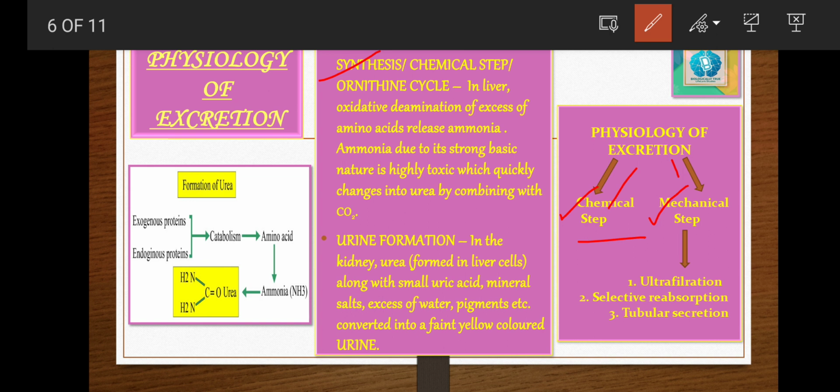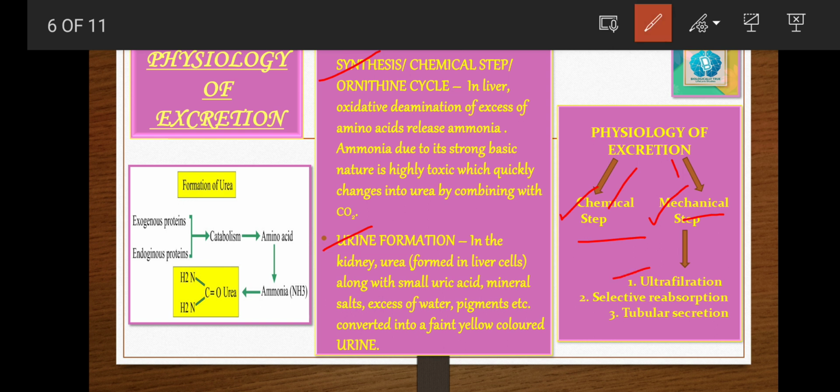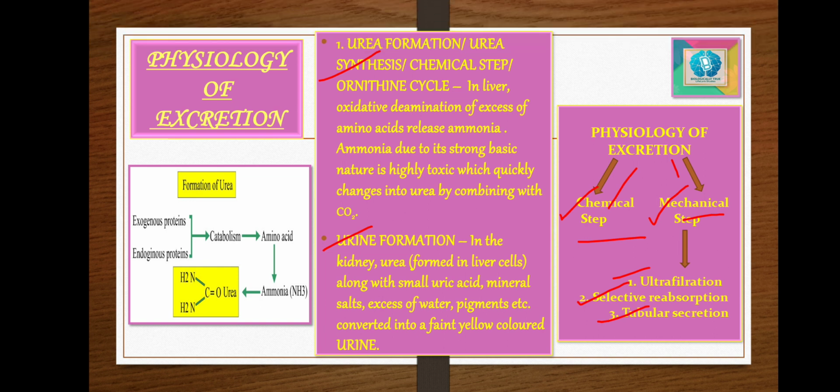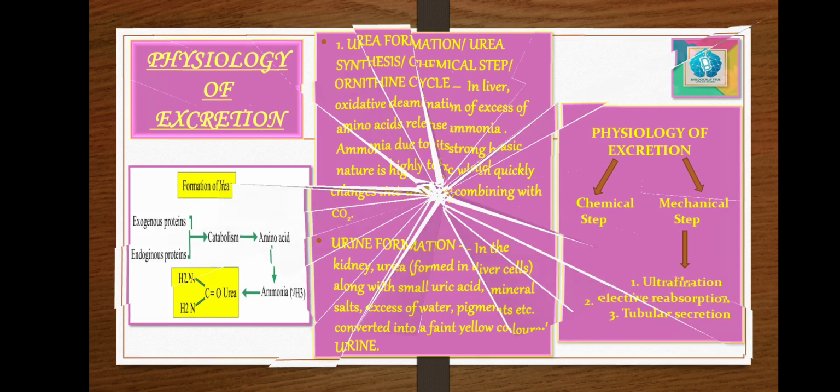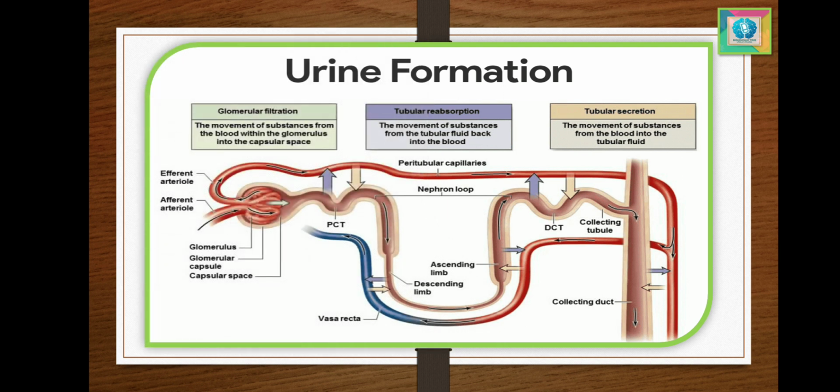Now moving ahead to the next step, the mechanical step, which is also termed urine formation. Urine is formed in the kidney, as we all know very well. The nephrons of the kidney are the free and separate units of urine formation. This process is commonly referred to as the mechanical aspect of excretion because it involves three mechanical processes, namely ultrafiltration, selective reabsorption, and tubular secretion. Now we are going to deal with these three mechanical steps. So let's come to the next slide to know how these mechanical steps help in urine formation.